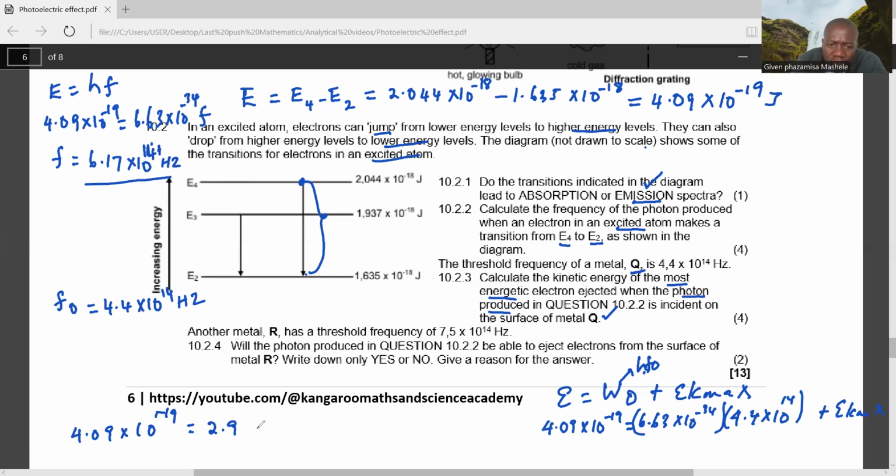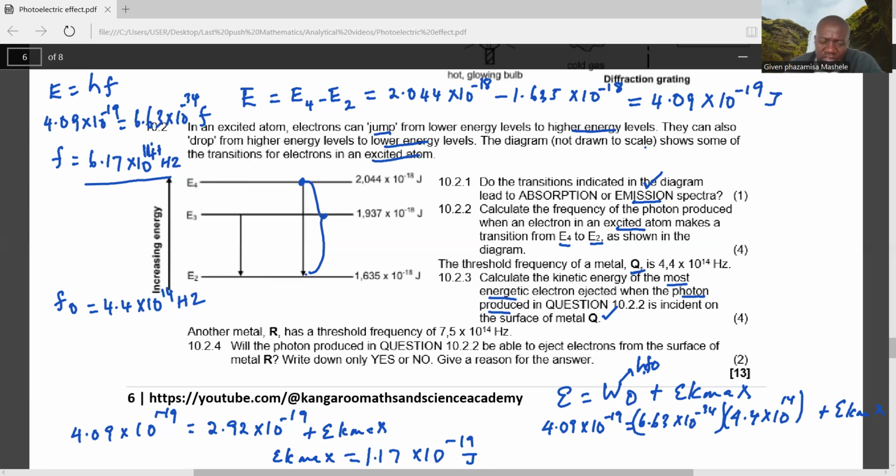2.92 times 10 to the power minus 19 plus EK max. So we can now calculate the EK max. What would be the maximum kinetic energy? It will be 4.09 times 10 to the power minus 19 minus 2.92 times 10 to the power minus 19, not 18, I apologize. So this will give us 1.17 times 10 to the power minus 19 joules, if I'm not mistaken.